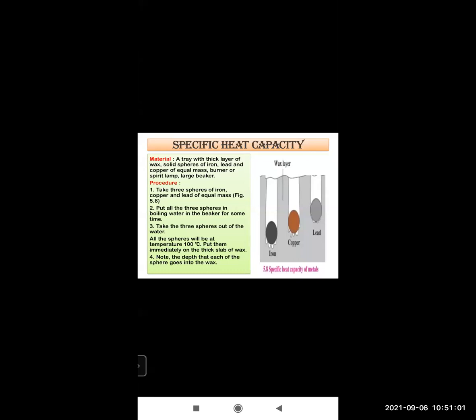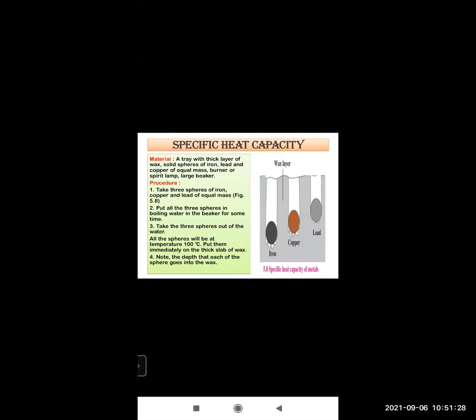Take the three spheres out of the water. All the spheres will be at a temperature of 100 degrees Celsius. So after boiling, we are going to take them outside. Now, as we remove them, put them immediately on the thick slab of wax. On the tray with the layer of wax, we are going to put all three spheres, iron, copper, and lead, as you can see in the figure.